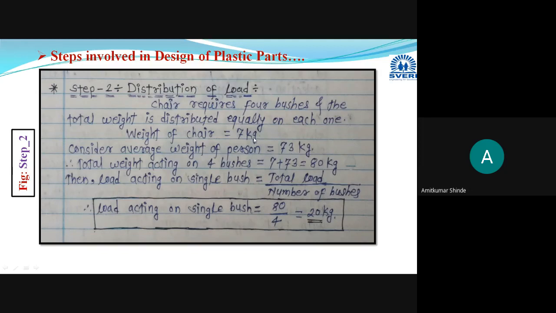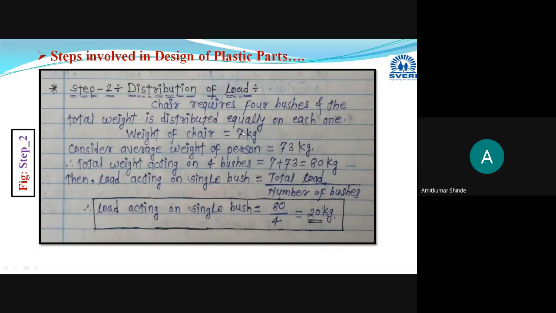73 plus 7 gives 80, divided by 4, it will come to a round figure. That's why I have assumed this value. You can go for any value within the range 60 to 80 kg. Depending on the weight of this chair, so that the calculations become easy. For that purpose only, I have considered this 73 kg.